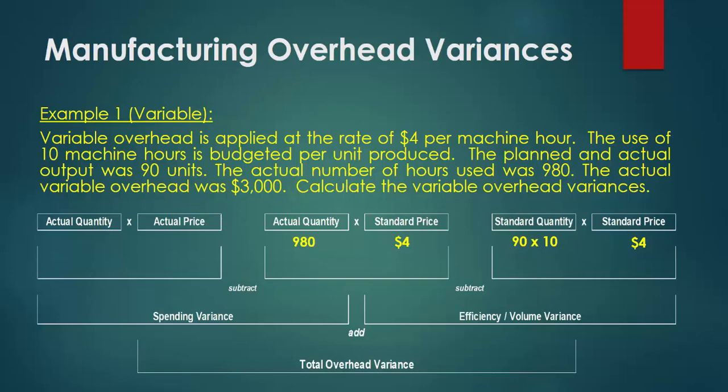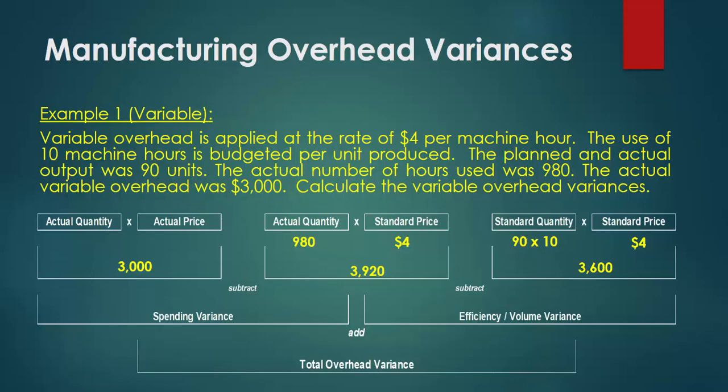There is a space for it under the first subset, but we end up not needing it because it says the actual variable overhead was $3,000. So I'm just going to plug that final total in down there. Then it says calculate the variable overhead variances. Well, we already know the number for the first subset. The second subset will be 980 times 4, so 3,920. The third subset is our standard quantity times our standard price, 3,600.